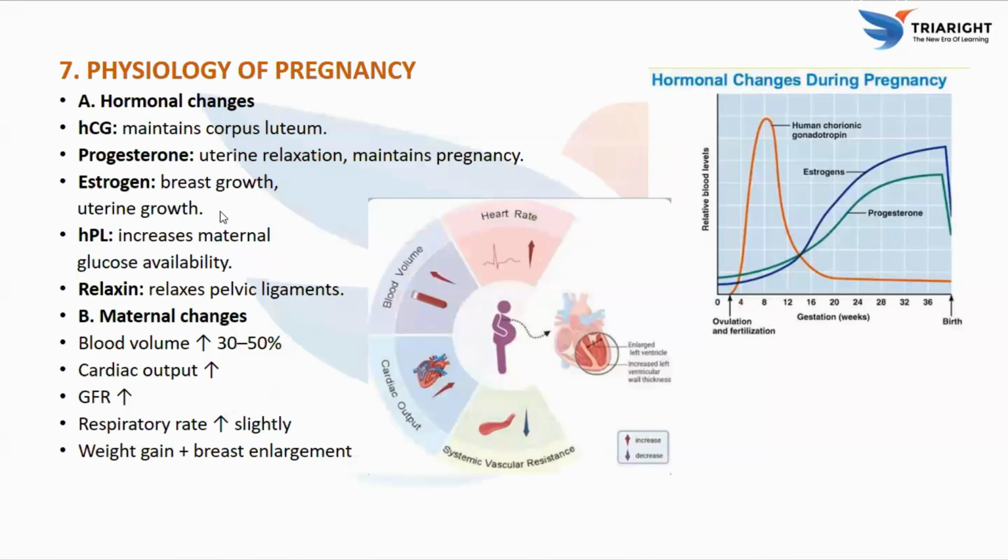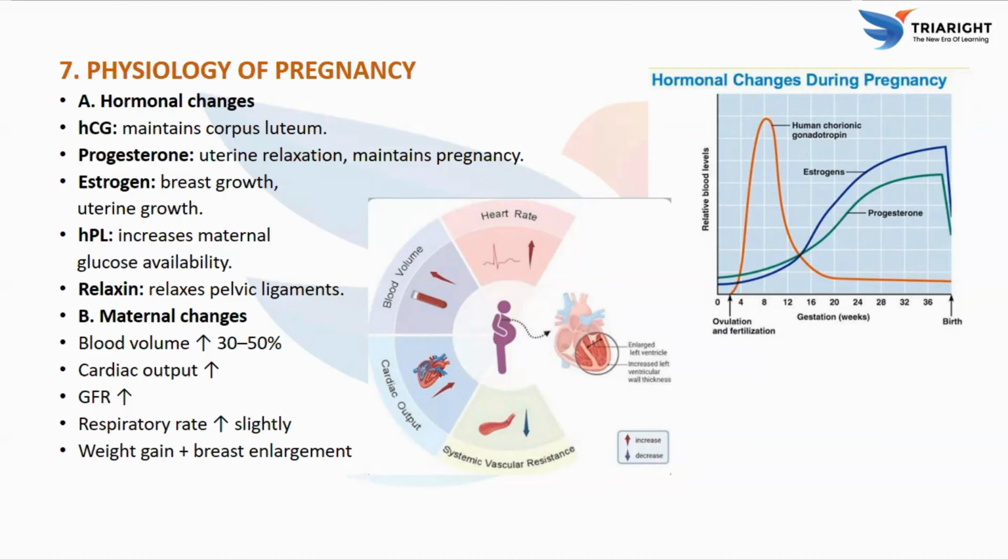So next is the physiology of pregnancy. Pregnancy causes huge hormonal and physical changes in the mother's body. These changes help to support the baby's growth and prepare the mother for delivery. So what hormone changes take place? During pregnancy, several hormones rise sharply. Each hormone has a special job.